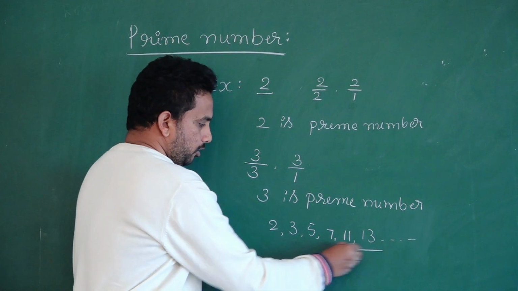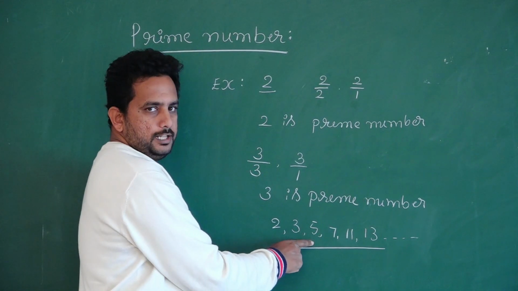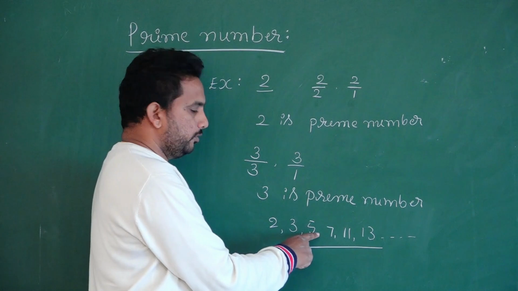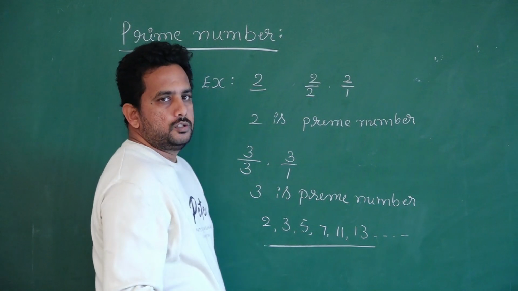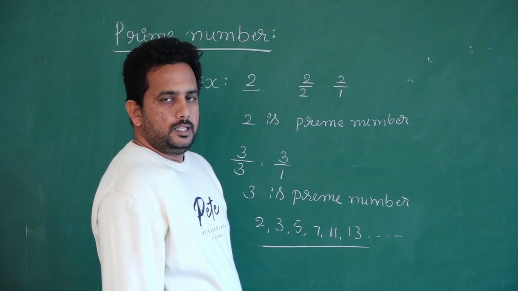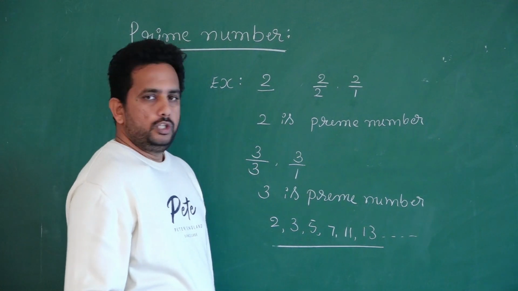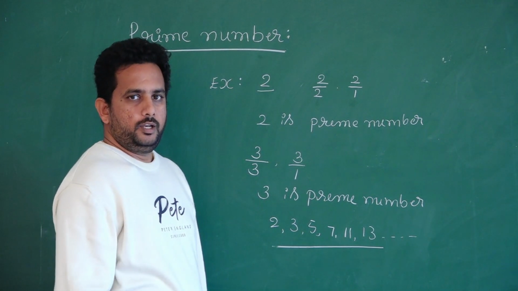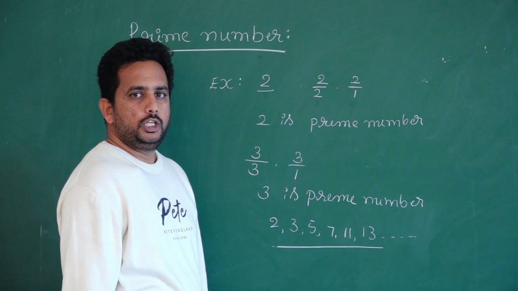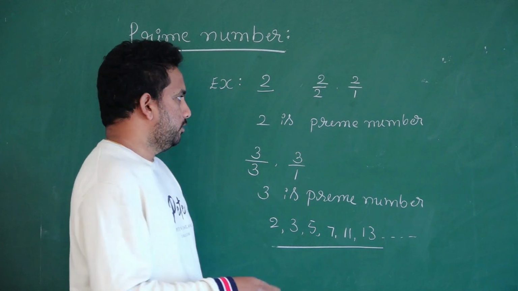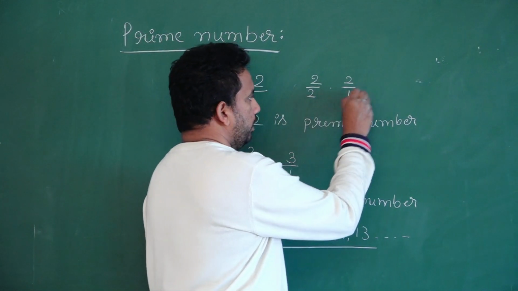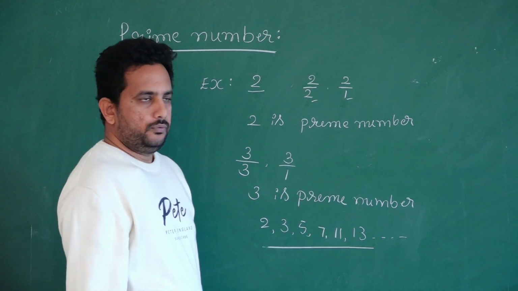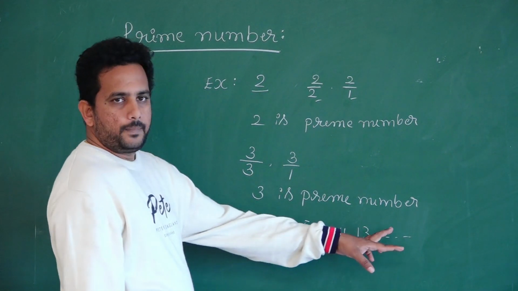Here you can look at this number. 5 also has only the factors 5 and 1. In other words, we can say that prime numbers have only 2 factors. The 2 factors are 1 and itself. Therefore these numbers are called prime numbers.